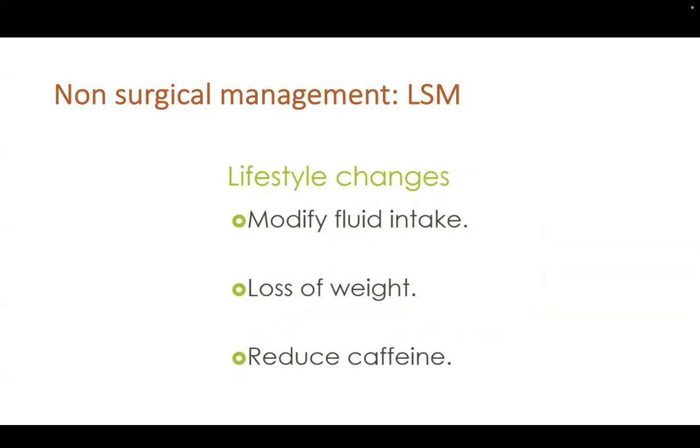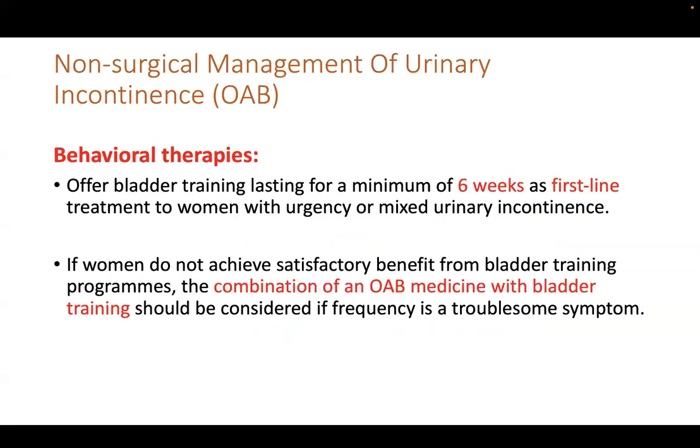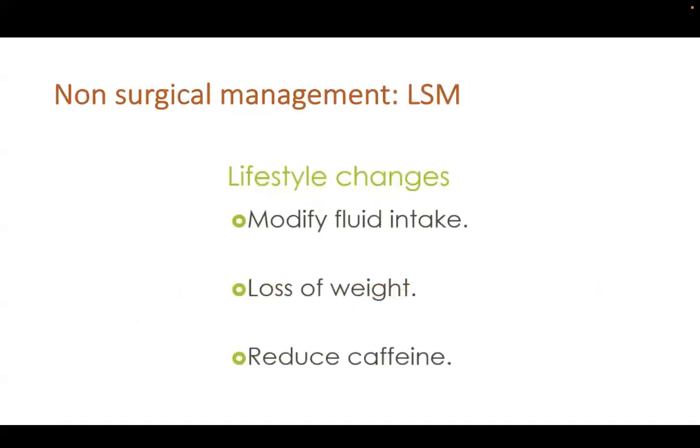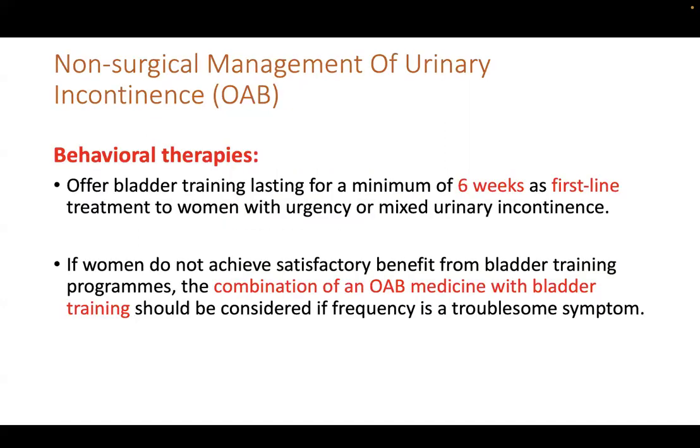So what is the management? First, like stress incontinence, here also lifestyle modification. These are modifying fluid intake, weight loss, and reducing caffeine. After the lifestyle changes, second line is behavioral therapy. Actually, this is not second line. All these are first line management. What is behavioral therapy? That is bladder retraining, and it will be done for 6 weeks. So PFMT for 3 months, bladder training for 6 weeks. Bladder training is also like PFMT.